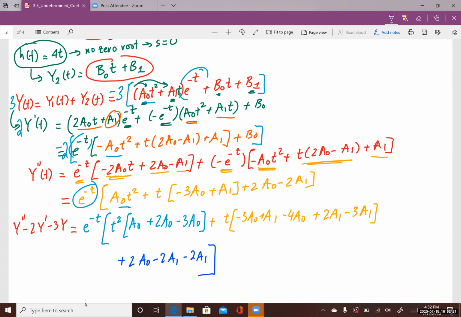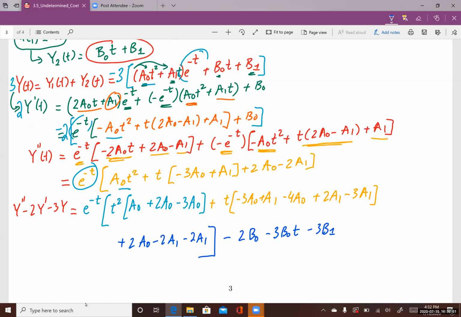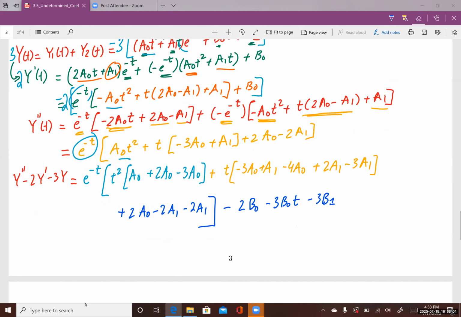Okay, now we have to take care of the b's. So on the y double prime, we don't have any b's. On the y prime, we have negative 2 times b0, negative 2b0. And on the y, we have negative 3b0t, and then negative 3b1. So if I want to combine these two together, you have the t terms here, you have the constant terms here. You can leave it like that for now. All right, so I combine all of this.